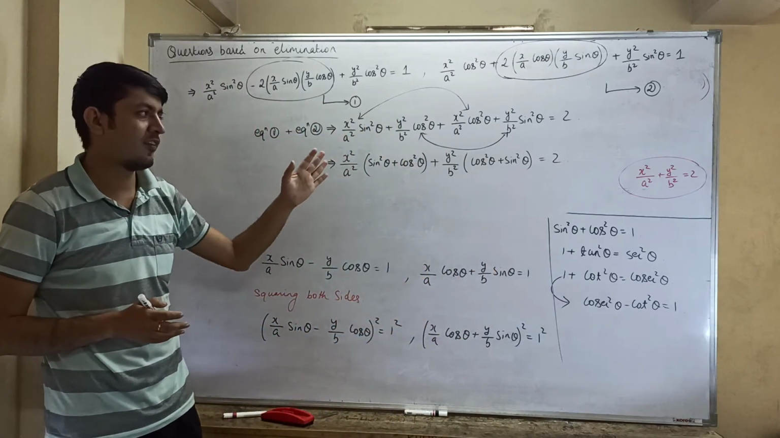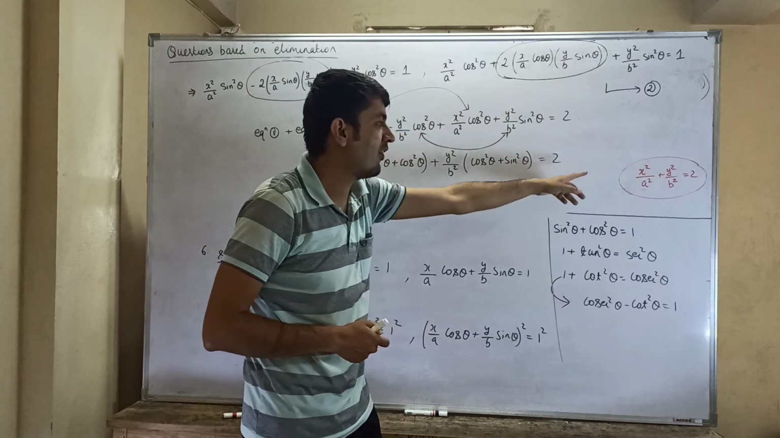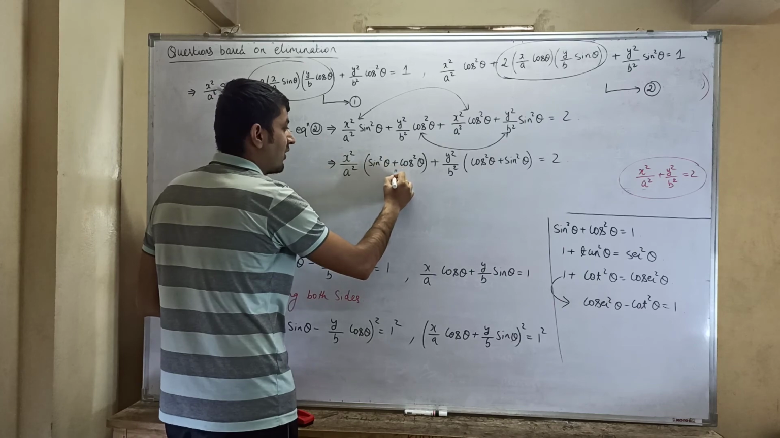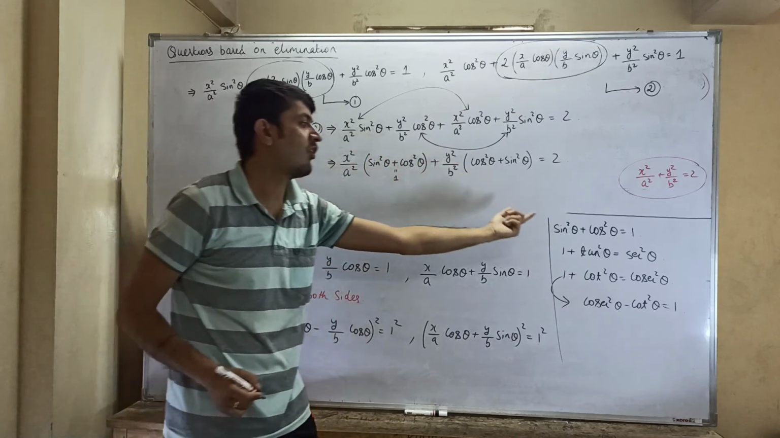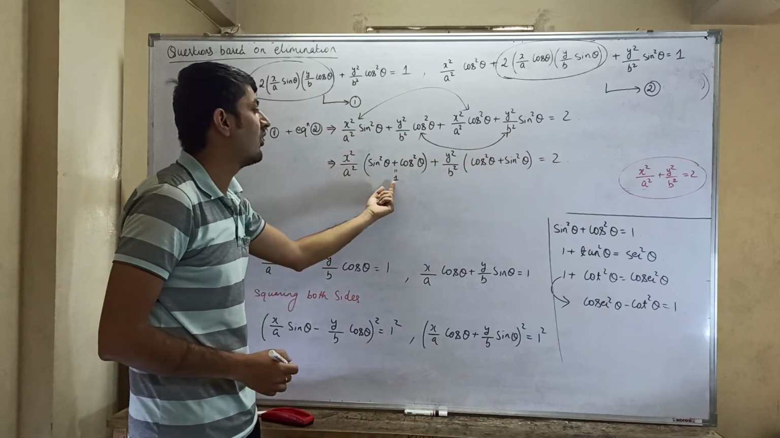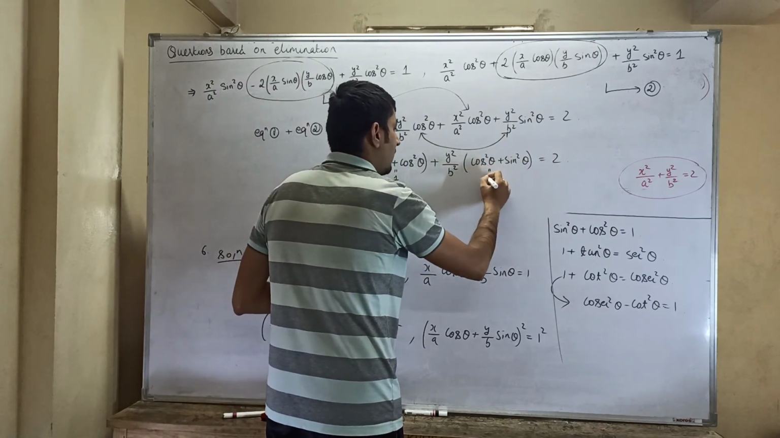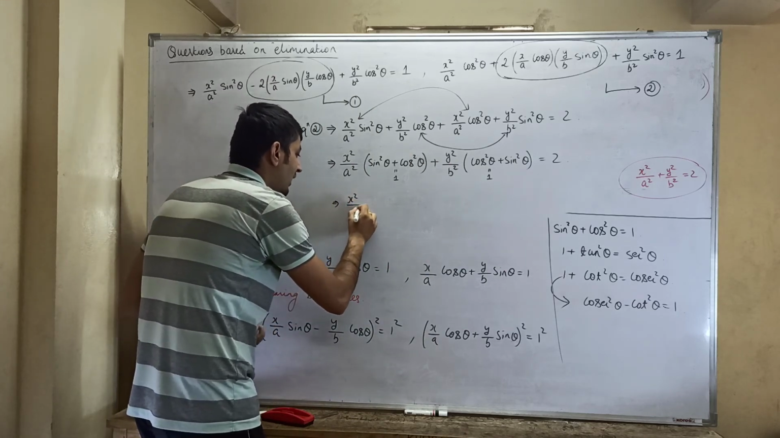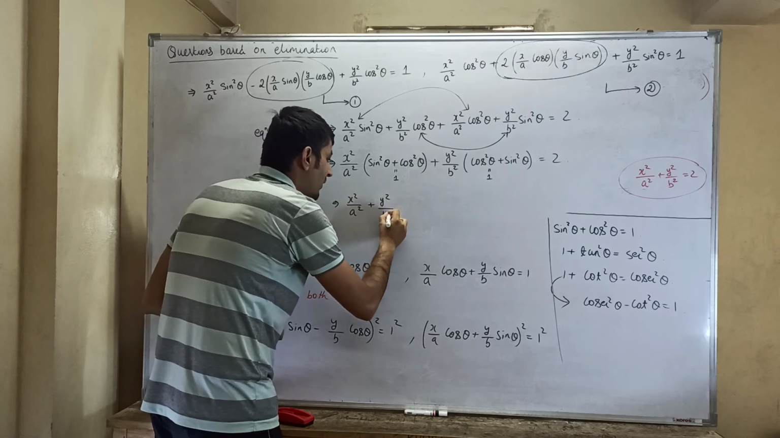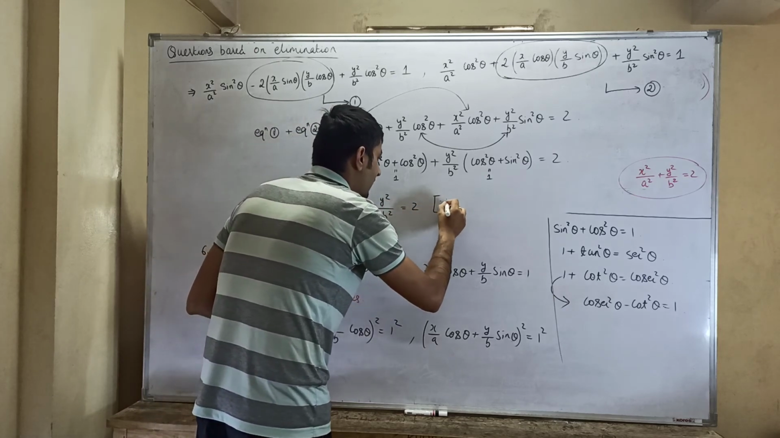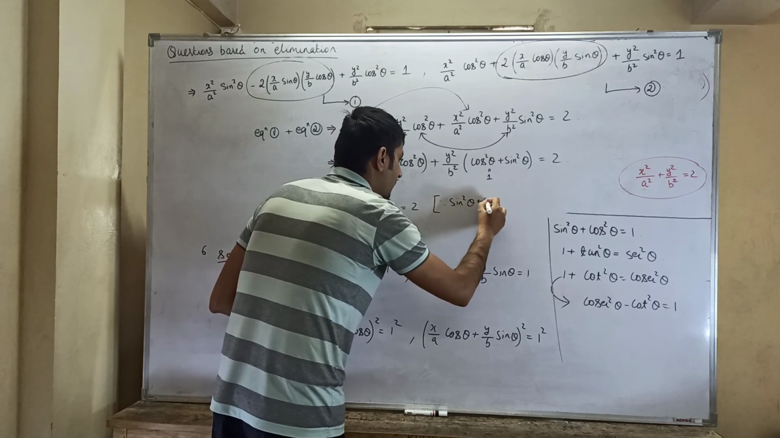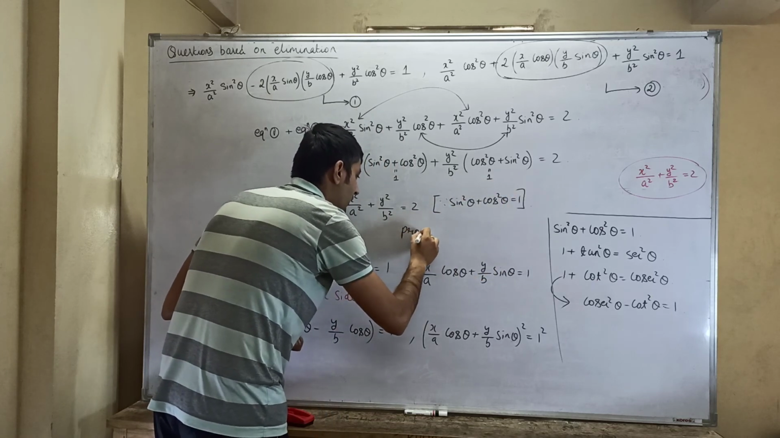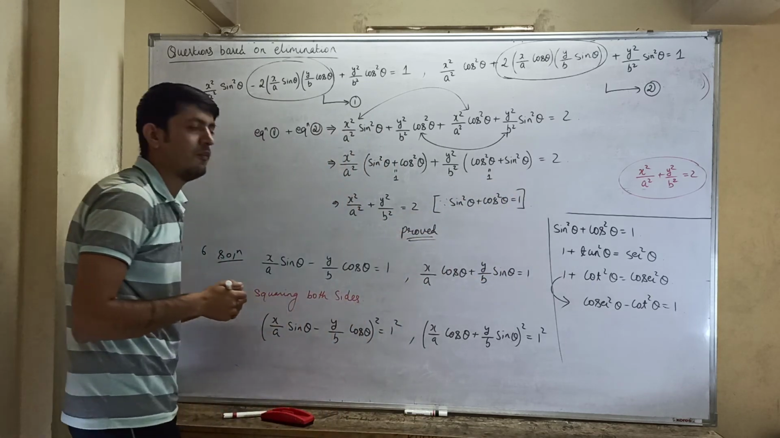Now you almost got the answer. The right hand side is not a problem. On the left hand side you have to get x square by a square plus y square by b square. Now what is the value of this expression? This is 1, because you know the identity sine square theta plus cos square theta is 1. Similarly, this will be 1. So this implies x square by a square plus y square by b square is equal to 2. You can just give the reason: since sine square theta plus cos square theta is equal to 1. And this is proved. I hope you are alright with this.